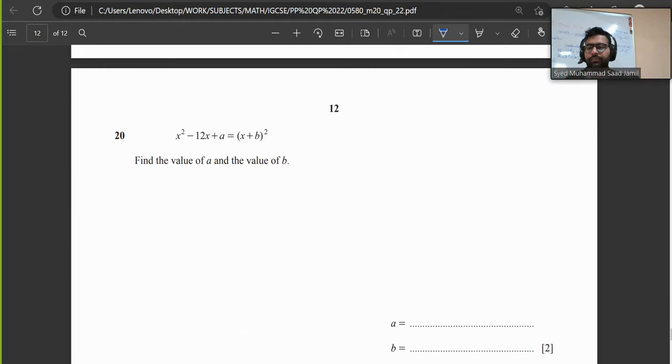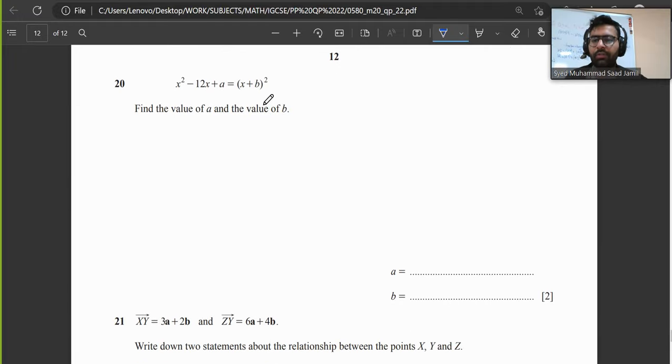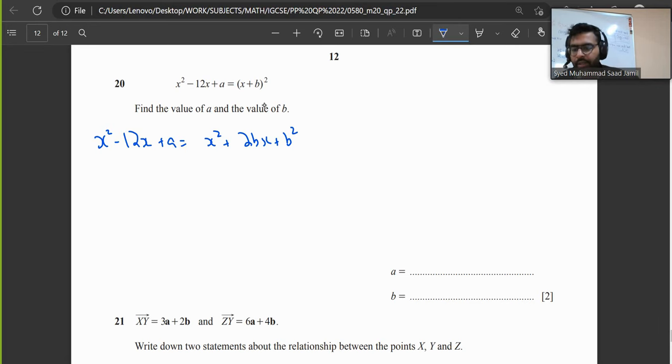Next question. It says x² - 12x + a = (x + b)². Find the value of a and the value of b. Really simple. Just write x² - 12x + a, and then this is going to be x² + 2bx + b². It's the identity. All right. x² gets cancelled out, and -12 = 2b. So the value of b is b = -12 divided by 2. b = -6.